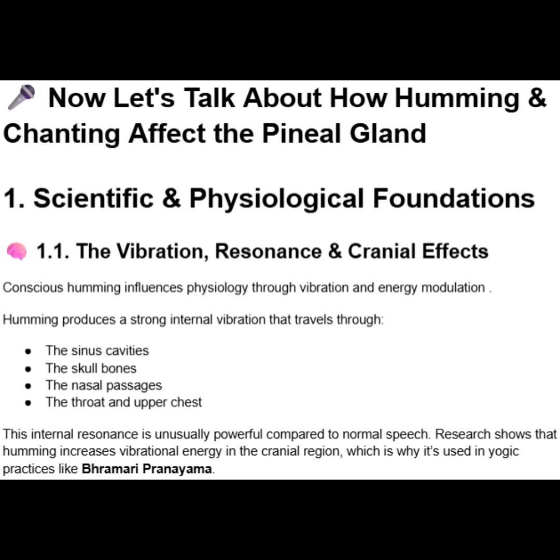Humming produces a strong internal vibration that travels through the sinus cavities, the skull bones, the nasal passages, the throat, and upper chest. This internal resonance is unusually powerful compared to normal speech. Research shows that humming increases vibrational energy in the cranial region, which is why it's used in yogic practices like Brahmari Pranayama.